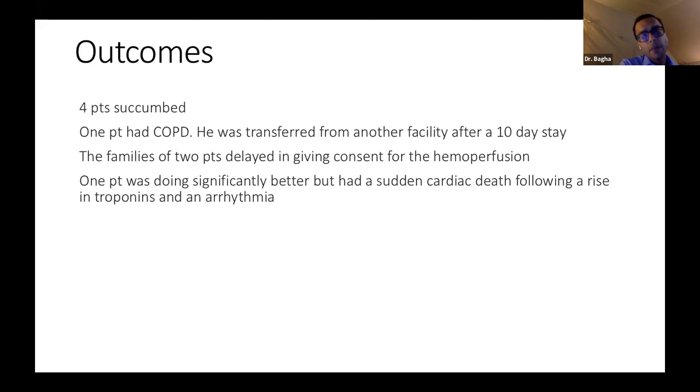The hemoperfusion, and cardiac death following a rise in troponin and had an arrhythmia. So the cause of death was the arrhythmia and possible myocarditis. But the patient in terms of the ARDS was doing significantly better.